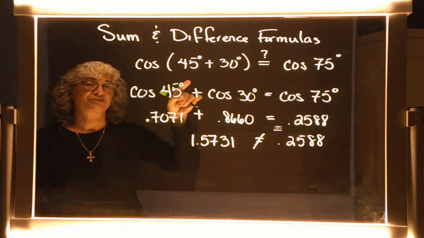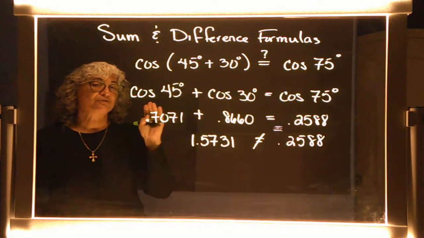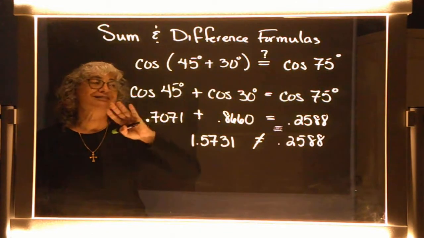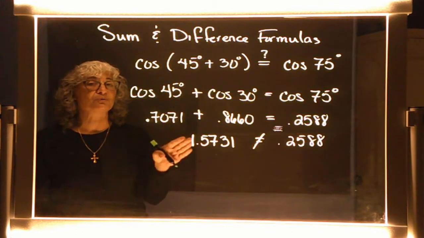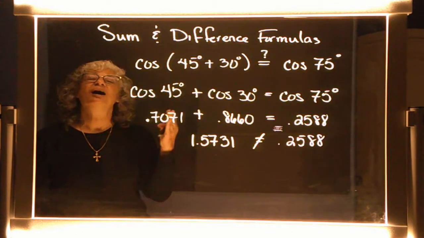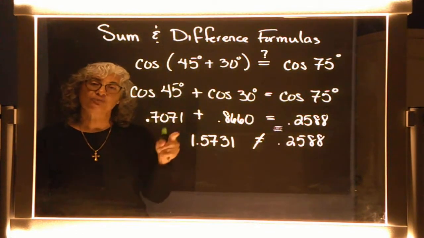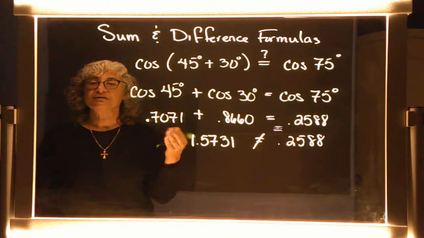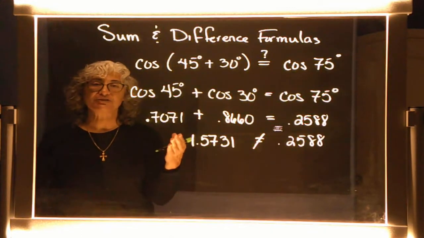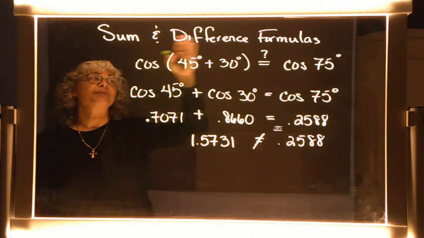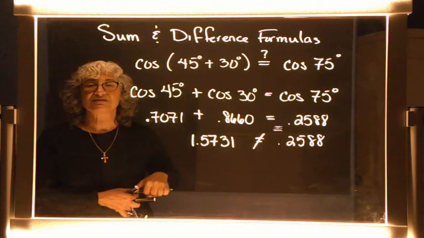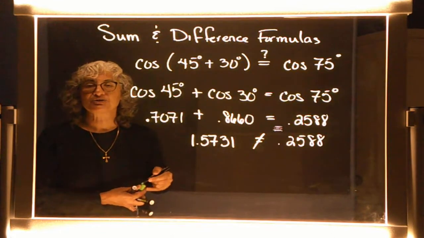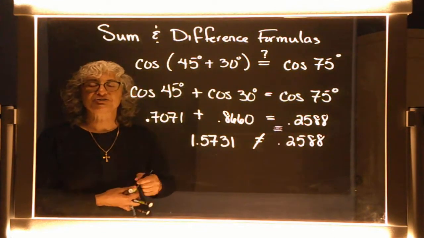So here's the deal. This cosine function does not hold to the law of distribution, which means none of the trig functions are going to hold to the law of distribution, unfortunately, which is why we had to find a way around the distributive property for the trig functions, which is why the sum and difference formulas have actually been developed. So hang in there, and I'll get them up on here in just a moment.